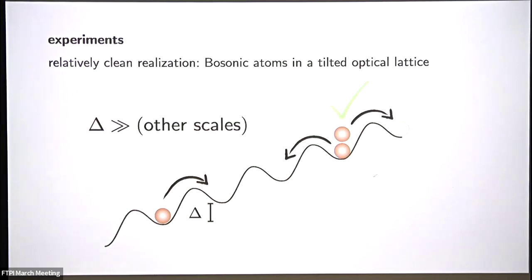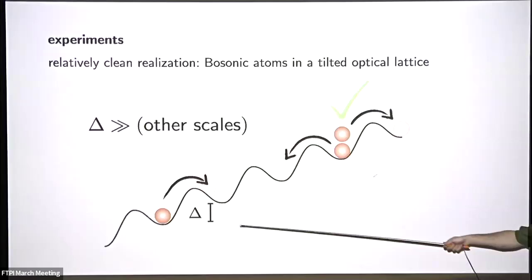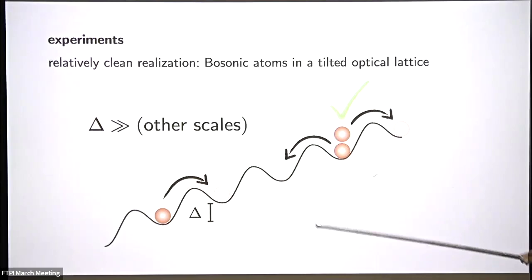I wanted to briefly touch on experiments, however, before going on to dynamics. So the most natural system in which we would look for this kind of physics, to me at least, is to consider what happens when we have bosonic atoms in a tilted optical lattice. So we make some lattice like this, we put bosonic atoms in it, and we arrange such that the tilt of the lattice is much larger than all the other energy scales in the problem.